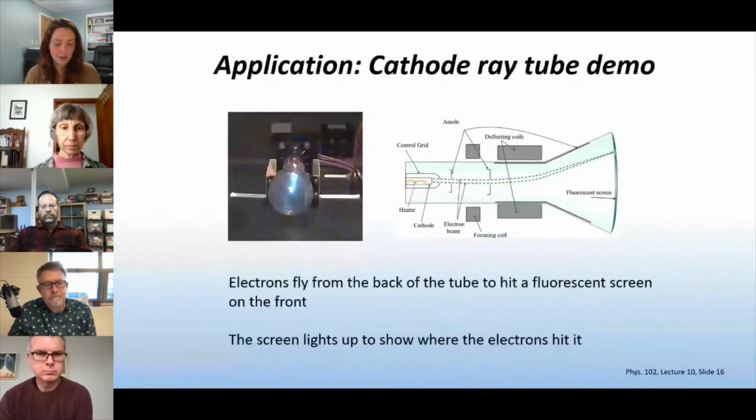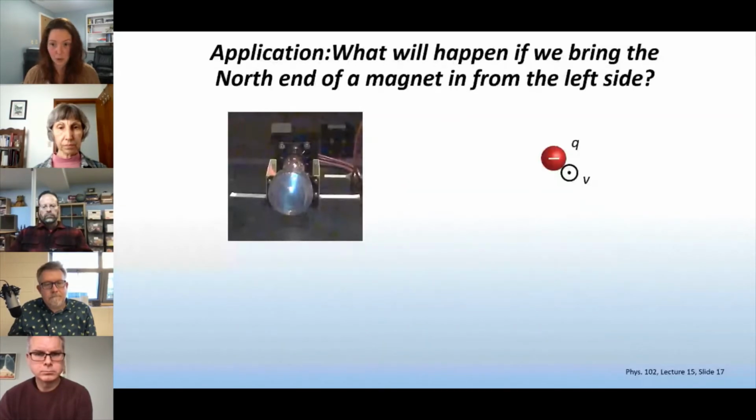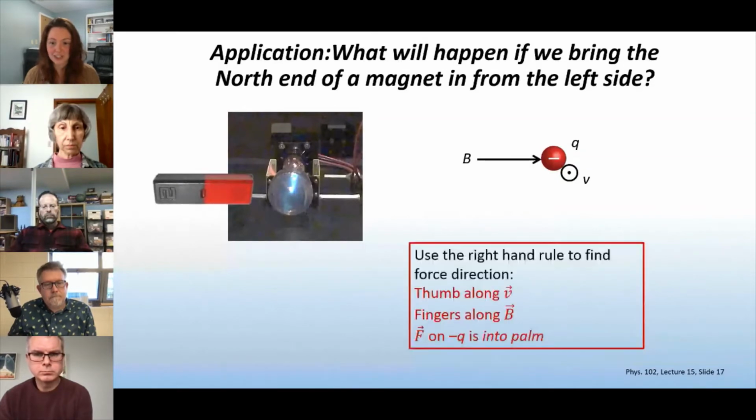And what I do with my class is, first we do it together, no poll question. We bring in the magnet. We say, which direction are the electrons going to be deflected? So the first time is do it together. Students get to try. Zero stakes.